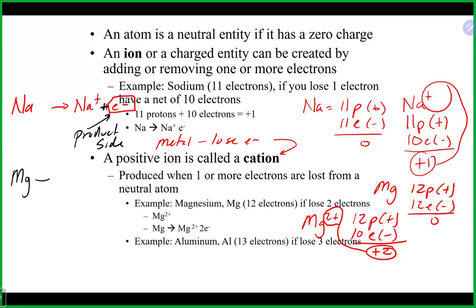Same thing we can see there at the bottom. If we had magnesium, it will give away not 1, but 2 electrons. And again, the electrons are there on the product side. Any questions on that there?